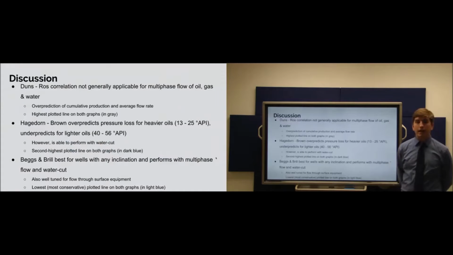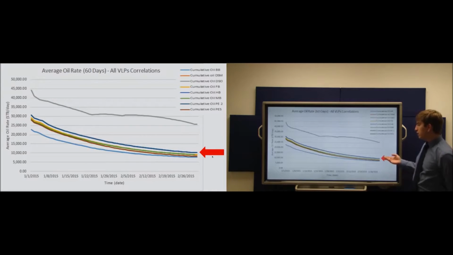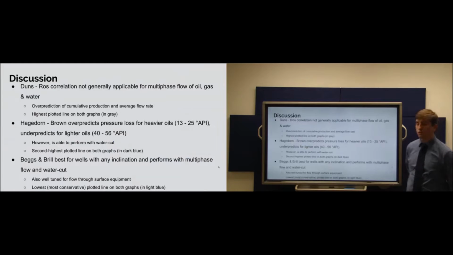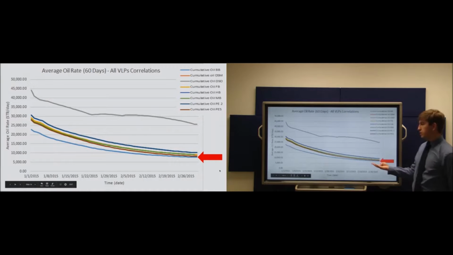We also found that the Hagedorn and Brown correlation over-predicts for heavier oils and tends to under-predict for lighter oils. So that tended to be somewhat higher as well, as seen here. And so we found the most applicable correlation to be Beggs and Brill. It tended to be the most conservative. It's also good for multi-phase fluid flows, as well as those involving water cut, and anything with an inclined wellbore geometry. So that was the lowest line on this graph, indicated by the light blue here.